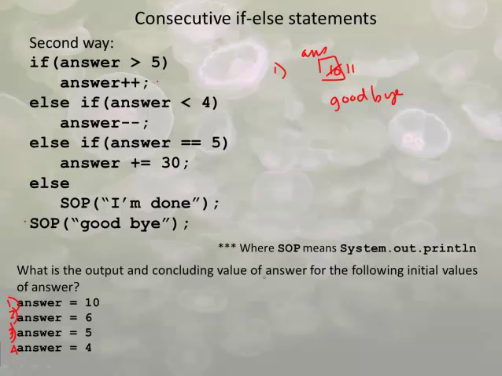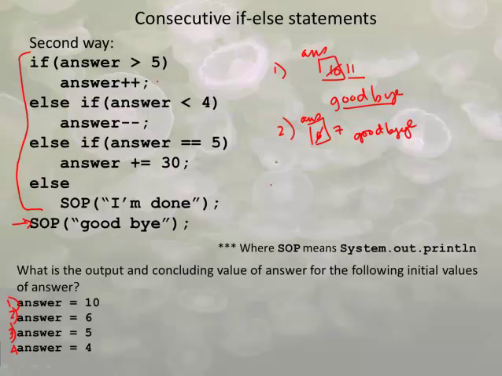So the concluding value of answer is 11, and printed out is goodbye. Okay, so number 2. Answer is 6. 6 is greater than 5. Answer plus plus. Well, this is kind of boring because exactly the same thing happens. The value of answer is incremented to 7, and it prints out goodbye, because no matter what happens in this chain of if-else statements, this is the next statement that occurs. So all 4 of your answers should say goodbye.